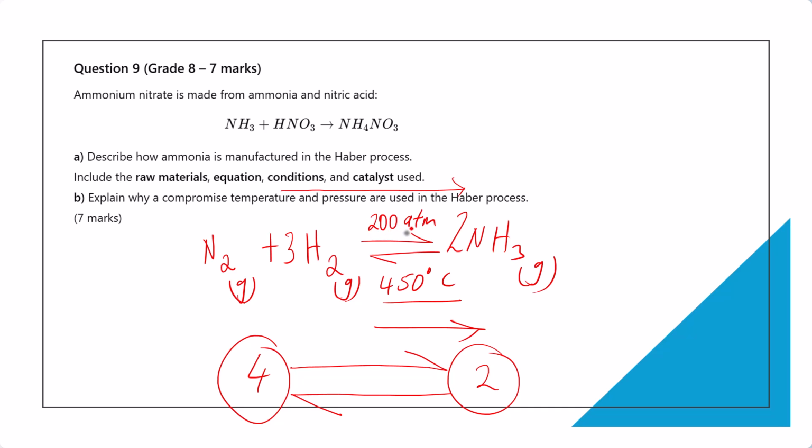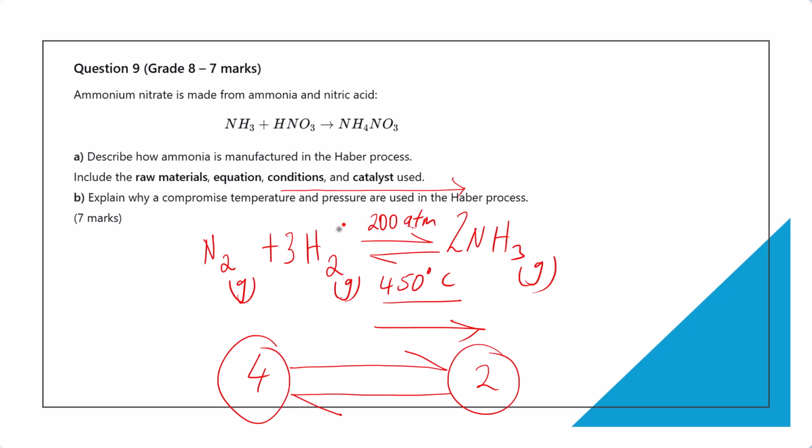But can we make it even higher? Yes, we can make it higher. But the problem is that it's going to be dangerous. When the pressure is so high, accidents can easily occur, explosions. And also, it's going to be really expensive because you need energy to maintain that pressure. So it's going to be very expensive and really, really risky to do that. So 200 is a compromise.